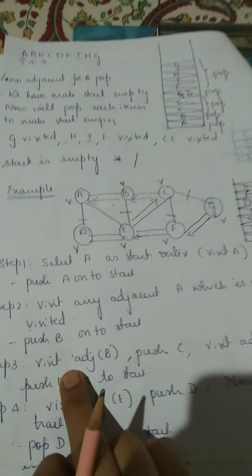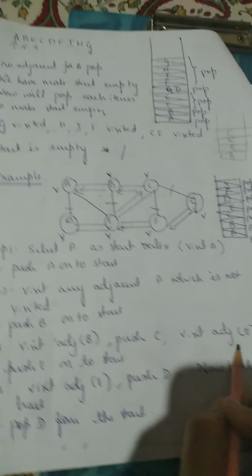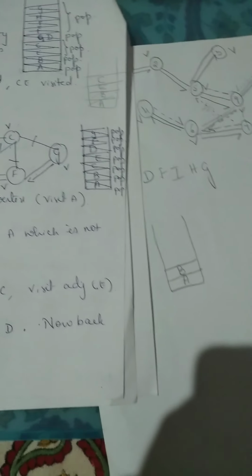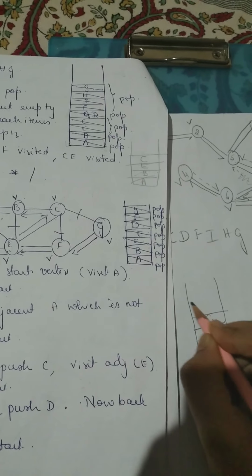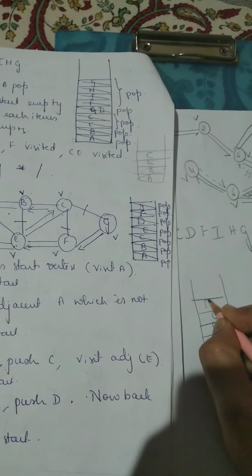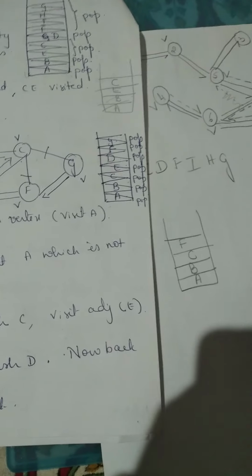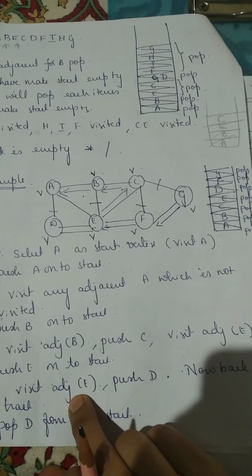Next, visit adjacent from B. Push C. From B, select adjacent vertex, that is C, and from C, select adjacent vertex for the traversal, F. Right. Next, instead of F, I'll select E. I'll go in alphabetic order. Next, adjacent of E, that is D, which is unvisited, I'll just push it onto the stack.